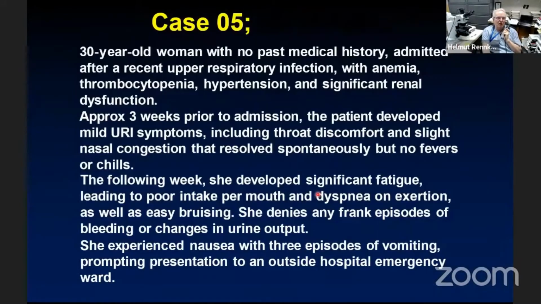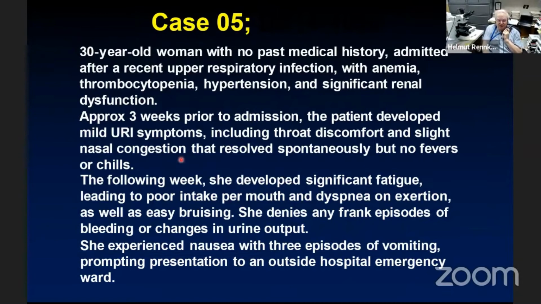Just a reminder that cocaine also has similarities in this, and therefore they all act as a vasoconstrictor, exaggerating the damage to the glomeruli. This is the 30-year-old woman with no past medical history, admitted for an upper respiratory tract infection with anemia, thrombocytopenia, hypertension, and significant renal dysfunction. Obviously, this was easily labeled as TTP or atypical HUS, and the patient obviously was studied.